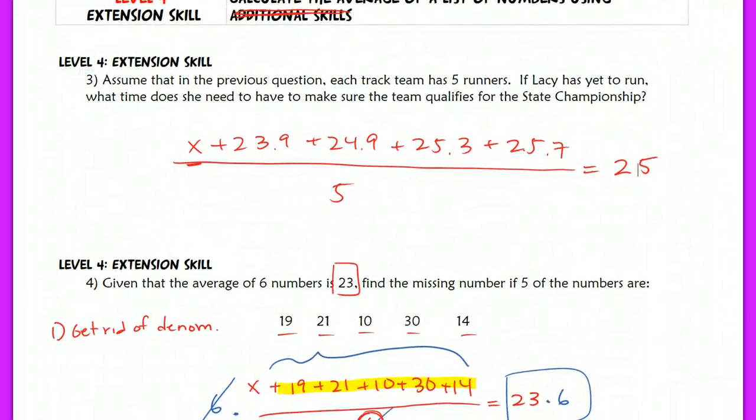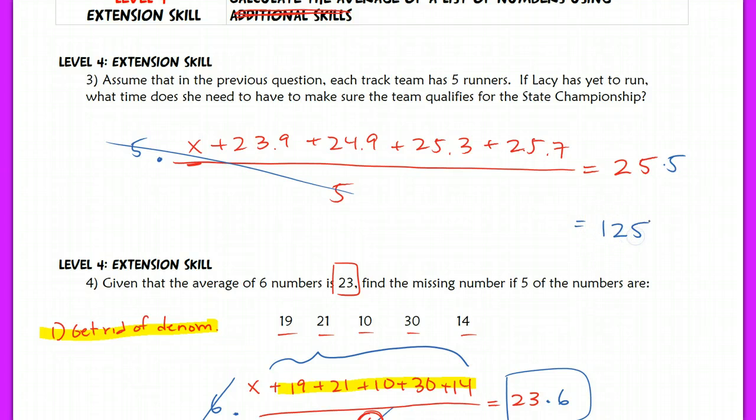Now, just like in the last question, remember, we want to get rid of the denominator. That's the first thing we want to do here. So we're going to multiply by 5 on both sides of this equation. So we're ending up with 125 on the right-hand side.